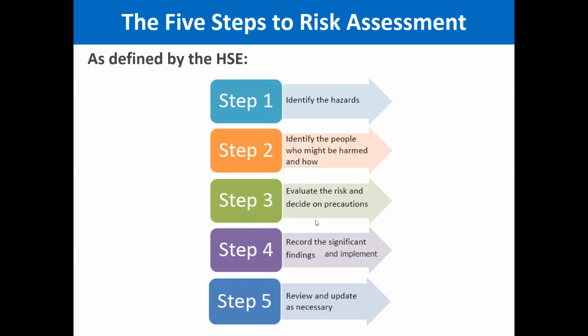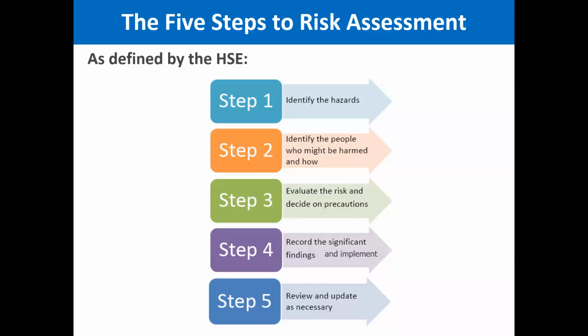Then you need to evaluate the risk and decide on precautions. That is step number 3. Evaluating the risk is giving a value to the risk. This is where you help prioritize the risks. It will help you understand which risk is high, which is medium, which is low, and for which risks the existing controls are adequate and for which they are not adequate. So this is called evaluation of the risk. Once you have evaluated the risk based on the existing control measures, you need to propose additional precautions or further control measures.